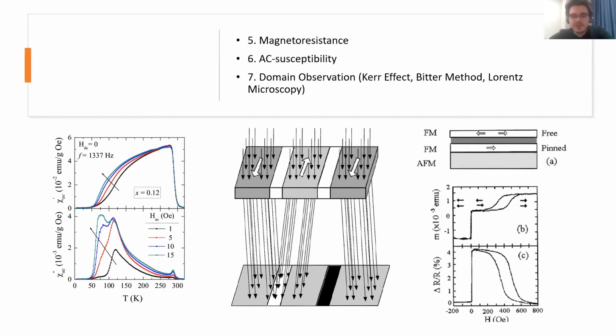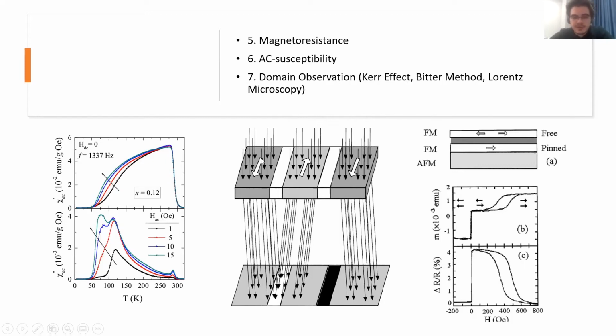Domain observations, as I said before, give additional energy terms in the previously denoted energy equation. This can be observed with the Kerr effect, which we talked about before in magnetization, the Bitter method, as we learned in the physics 58E class, and Lorentz microscopy. The Lorentz microscopy is shown here. I had a photograph of it.